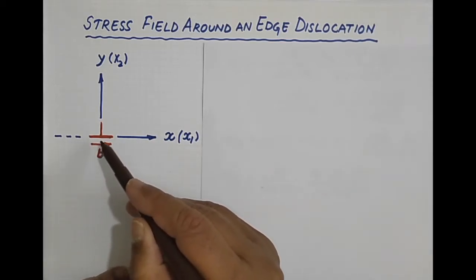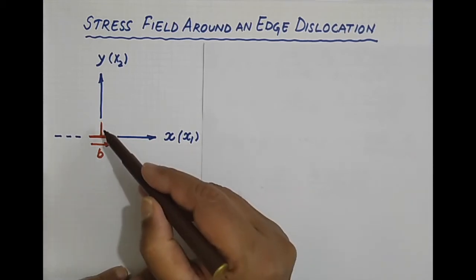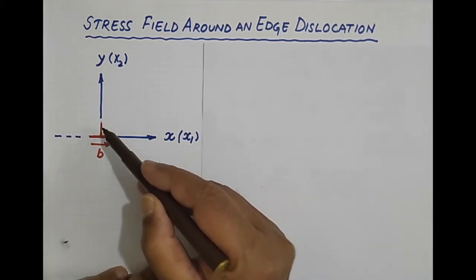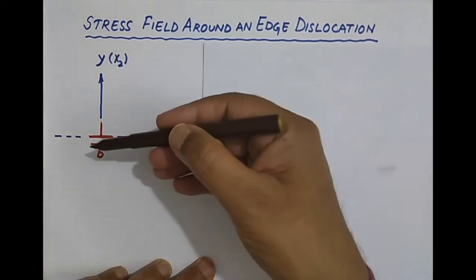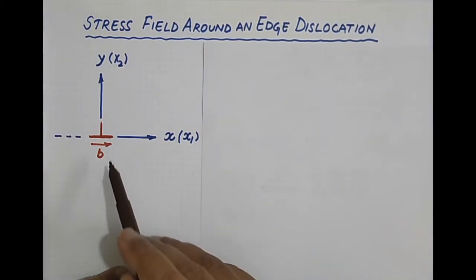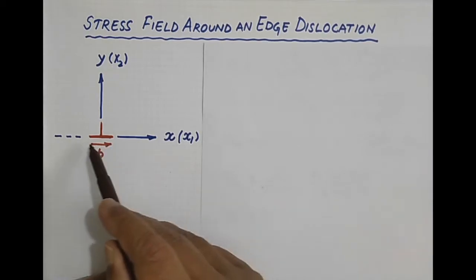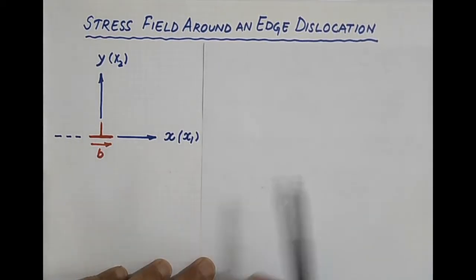That's the standard symbol for a positive dislocation line, shown in red here. The vertical part of the symbol shows the extra half plane. So the extra half plane is along the y-axis. And the horizontal part of it shows the slip plane. So that's the horizontal part of the symbol.